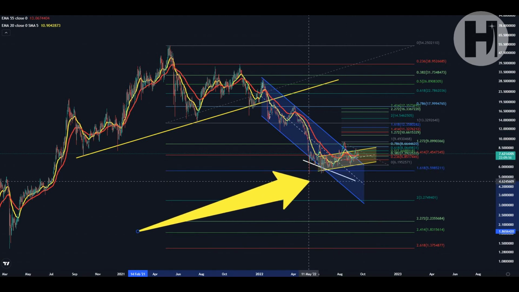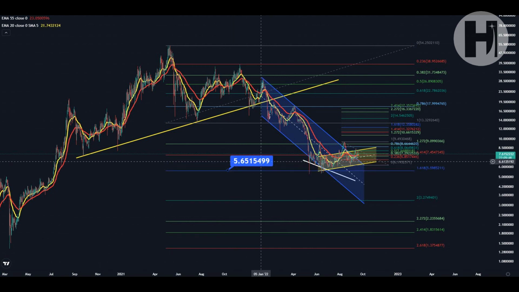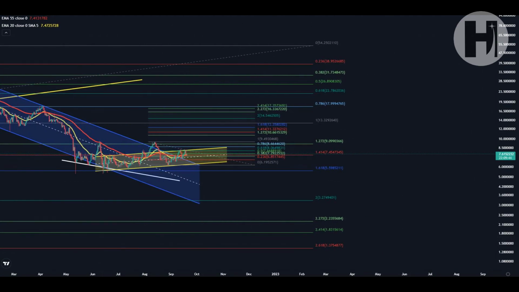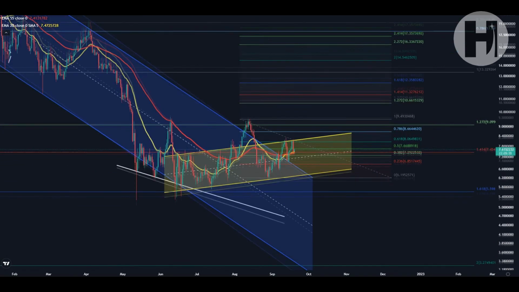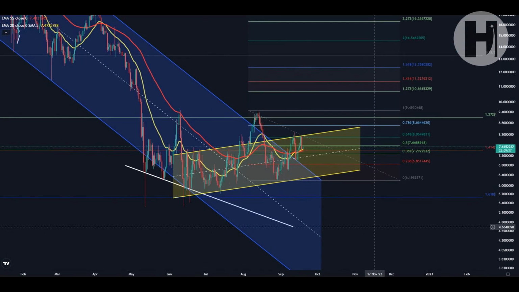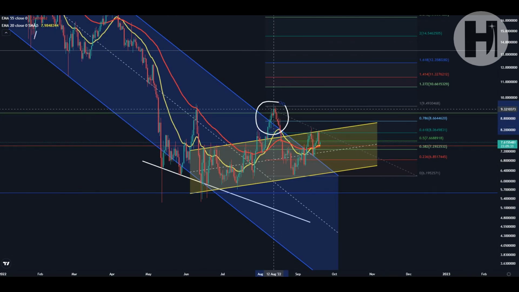And this level over here, the 1.618, once again, let me give you the price tag for that. It's basically around $5.65. So zooming in a little bit more over here just to see what's going on. The yellow channel up pattern that we are in right now, as you can see, also has a fake out above it over here in August.